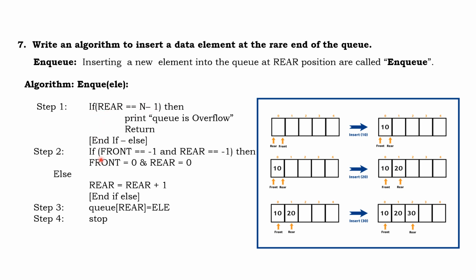If it has not, first we need to check whether it is an empty queue. If it is empty, set both the pointers to 0 first. Then insert the element in the 0th position. If it is not empty, then increment the rear pointer and insert the new element.